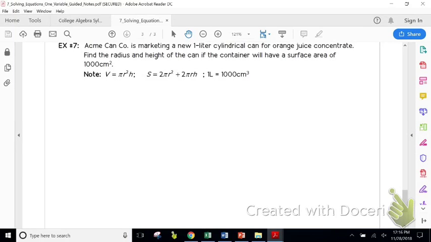All right, Acme Can Company is marketing a new 1-liter cylindrical can for orange juice concentrate. Find the radius and the height of the can if the container will have a surface area of 1,000 centimeters squared. Remember the volume of a cylinder is pi r squared h. Surface area is 2 pi r squared plus 2 pi r h. And 1 liter is equal to 1,000 centimeters cubed.